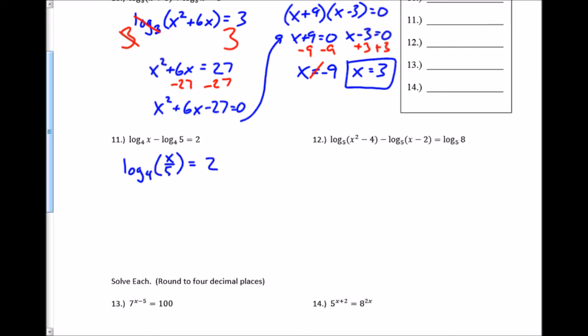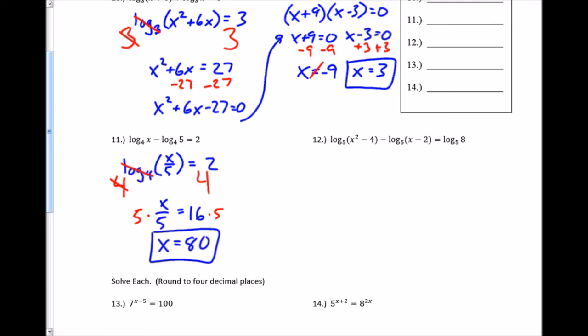To undo log base 4, I do 4 raised to the power of each side. Over here, the log base 4 and the 4 cancel, so it leaves me with an x over 5. Over here, I have 4 to the second power, which is 16. And now to undo dividing by the 5, I multiply each side by 5, and I find out that x equals 80. All right, and I can plug this back in and check it, and I'll find out that it's going to work.